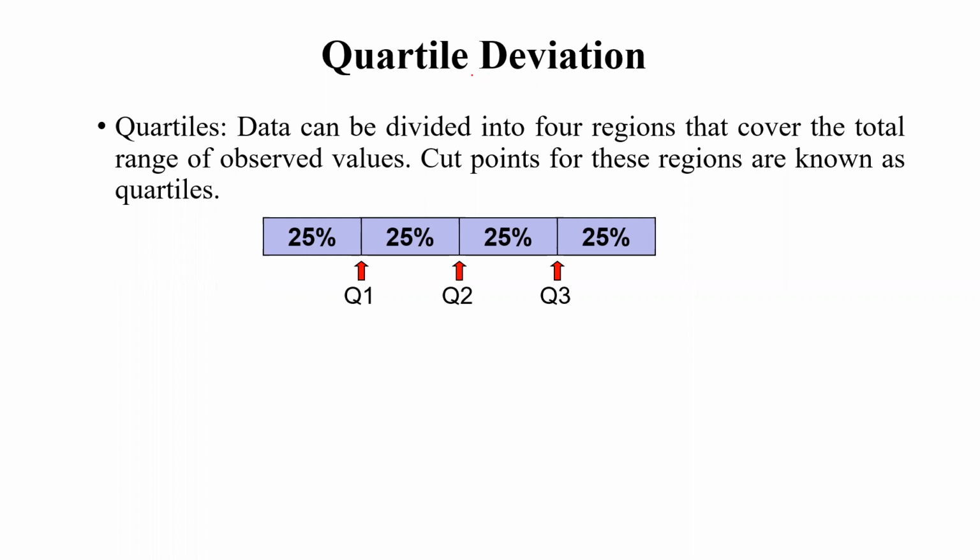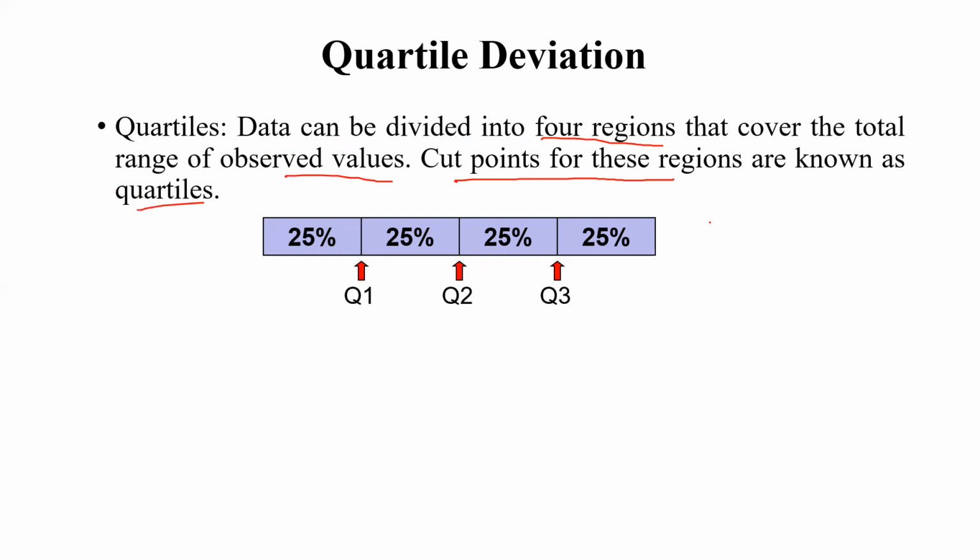So in absolute measure of dispersion, there are 4 points. First one is the range, second one is the mean deviation, third one is the standard deviation, and fourth one is the quartile deviation. So here we'll discuss quartile deviation in detail. Quartiles means data can be divided into four regions that cover the total range of observed values. Cut points for these regions are known as quartiles.